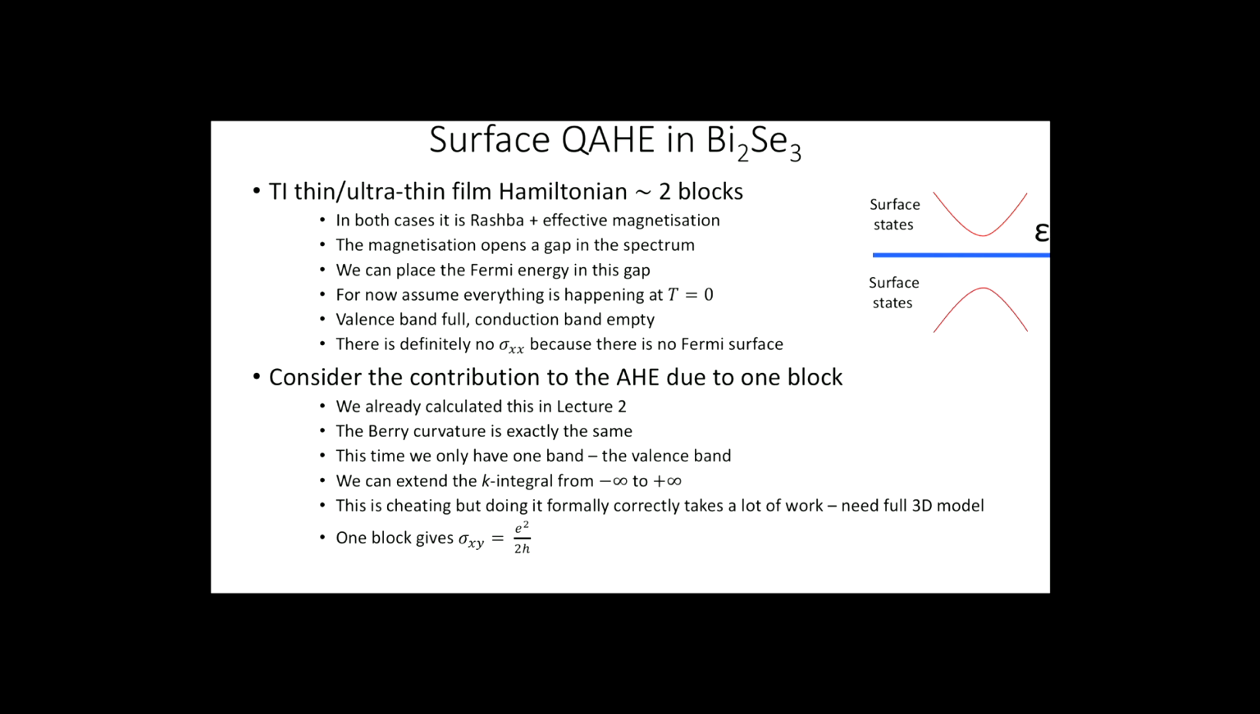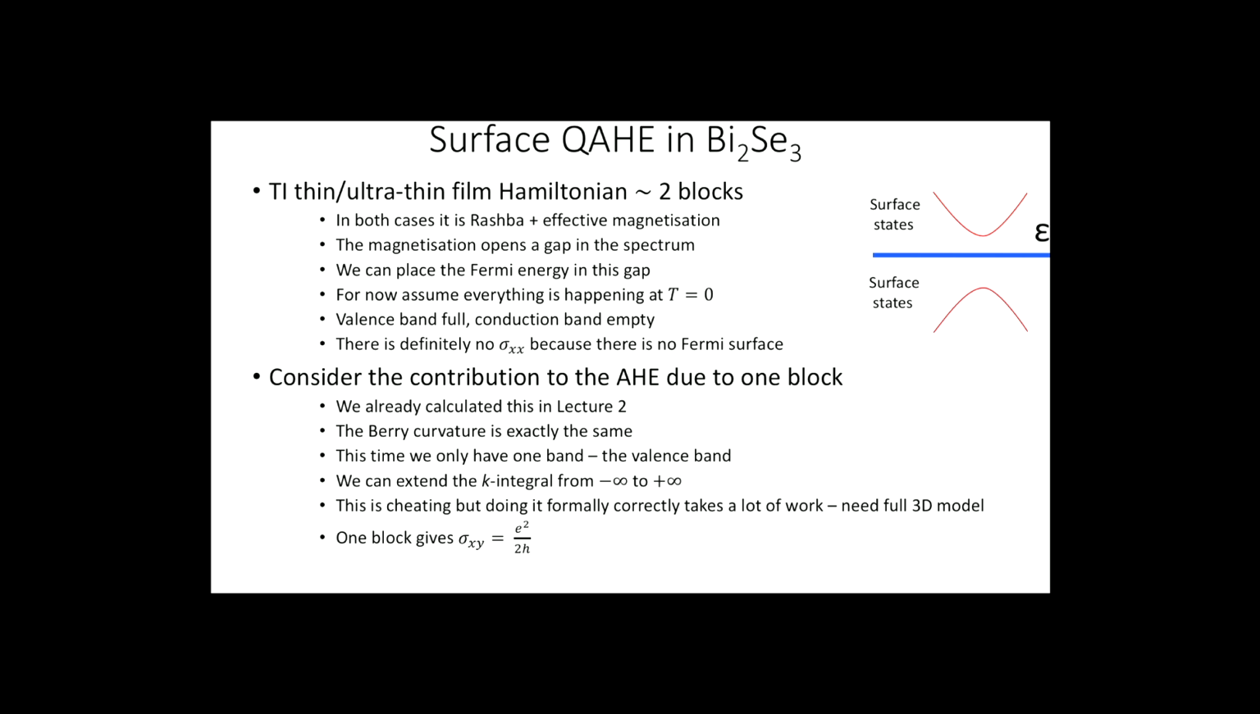So what is the contribution to sigma XY due to one block? We've already worked this out. We actually calculated this in the second lecture yesterday. The block is Rashba plus some magnetization. The Berry curvature is exactly the same thing that we calculated for Rashba in yesterday's lecture. The only place where I was cheating yesterday, if you remember, is we had two bands, and I said I'm going to look at the bottom band, and I'm going to extend the wave vector to infinity, and that will give me e squared over 2h. And then we decided that it is blatant cheating to extend the wave vector to infinity.